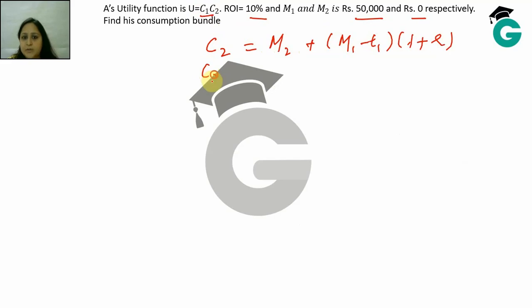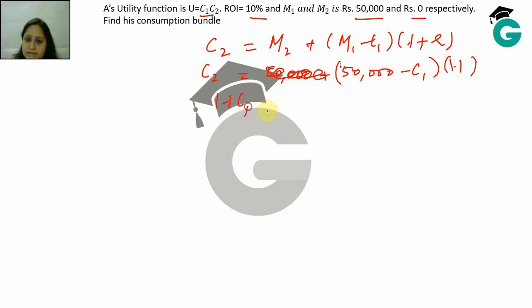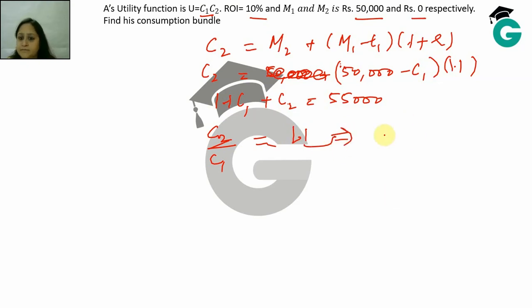ये मेरा होता है. So C2 हमें नहीं पता. M2 क्या है? 50,000. M1 क्या है? नहीं, sorry, M2 तो 0 है ना. M2 is 0, M1 is 50,000 minus C1 the whole into 1.1. So I can write this as 1.1 C1 plus C2 is equal to 55,000. So C2 by C1 is equal to 1.1, which implies C2 is equal to 1.1 C1, right?